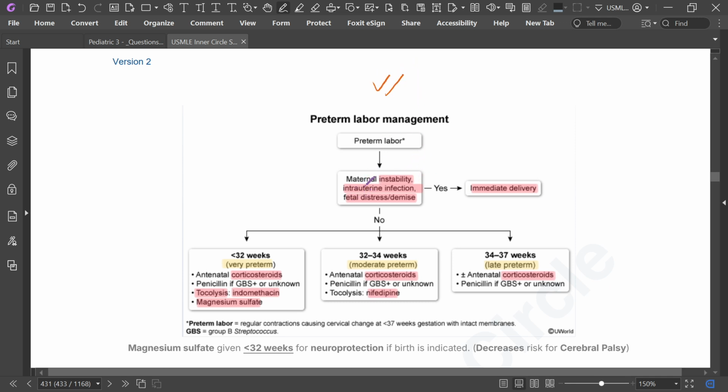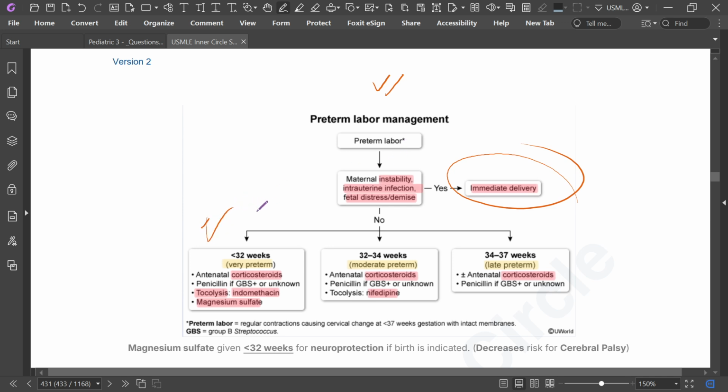Preterm labor, maternal instability, intrauterine infection, and fetal distress or demise. Maternal instability, intrauterine infection, fetal demise. Yes, immediate delivery. If preterm labor, maternal instability, intrauterine fetal demise, or intrauterine infection, yes, go for immediate delivery.